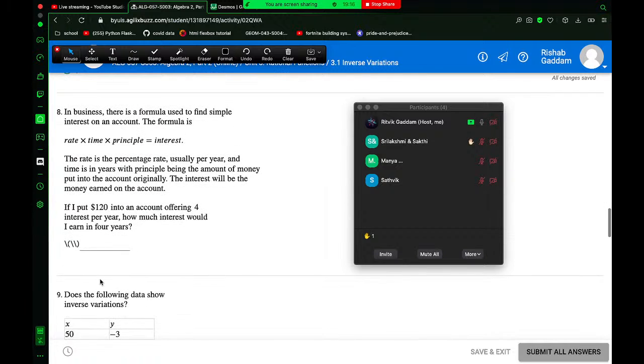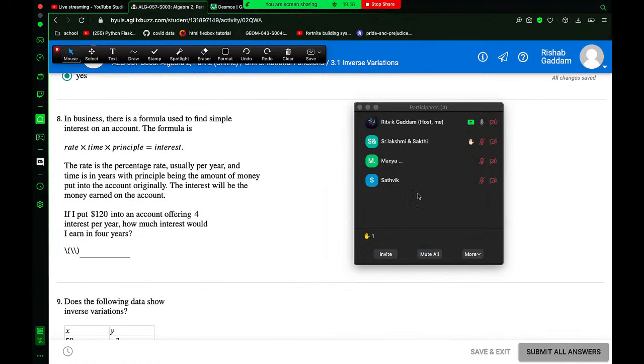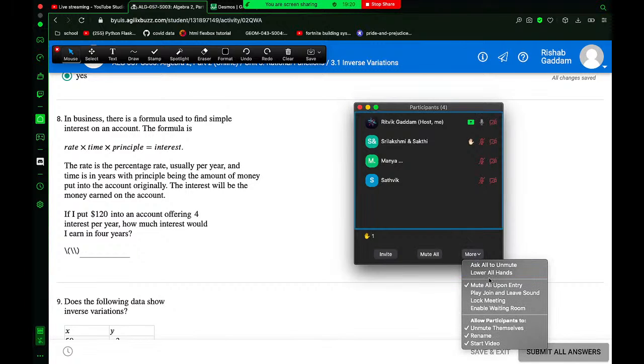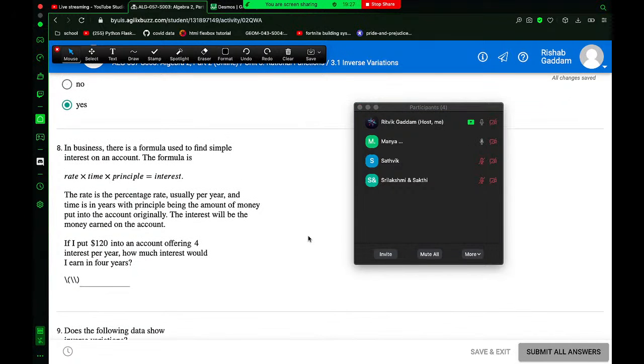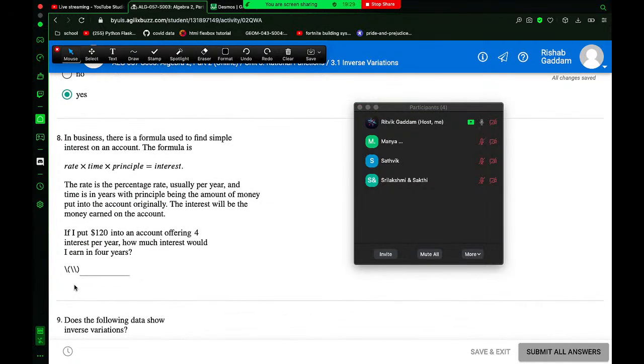So let's move on to the next question. If you want to do this question, then raise your hand. Okay, but why is there slash multiplied by slash slash? I don't know. I think it's a typo. Or it's a glitch. I don't know. Okay, Manya, you can go for this one.